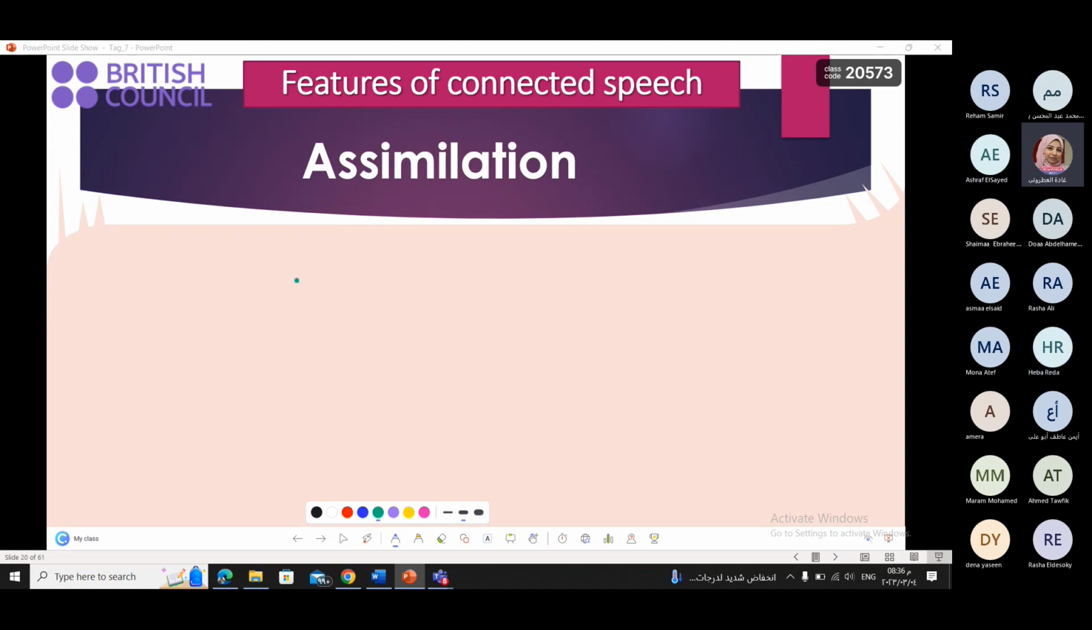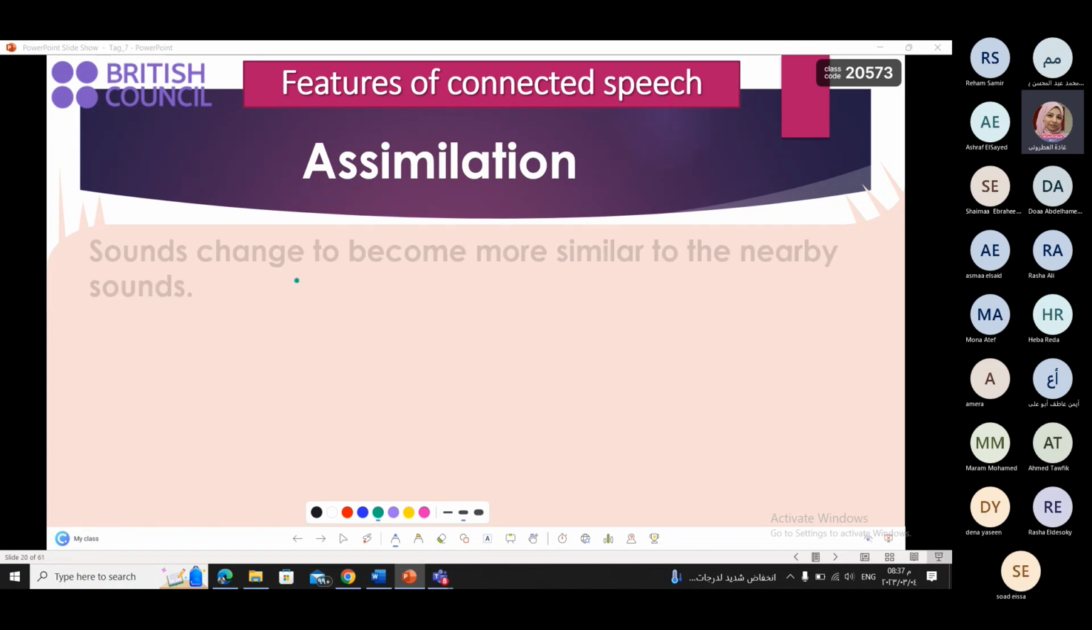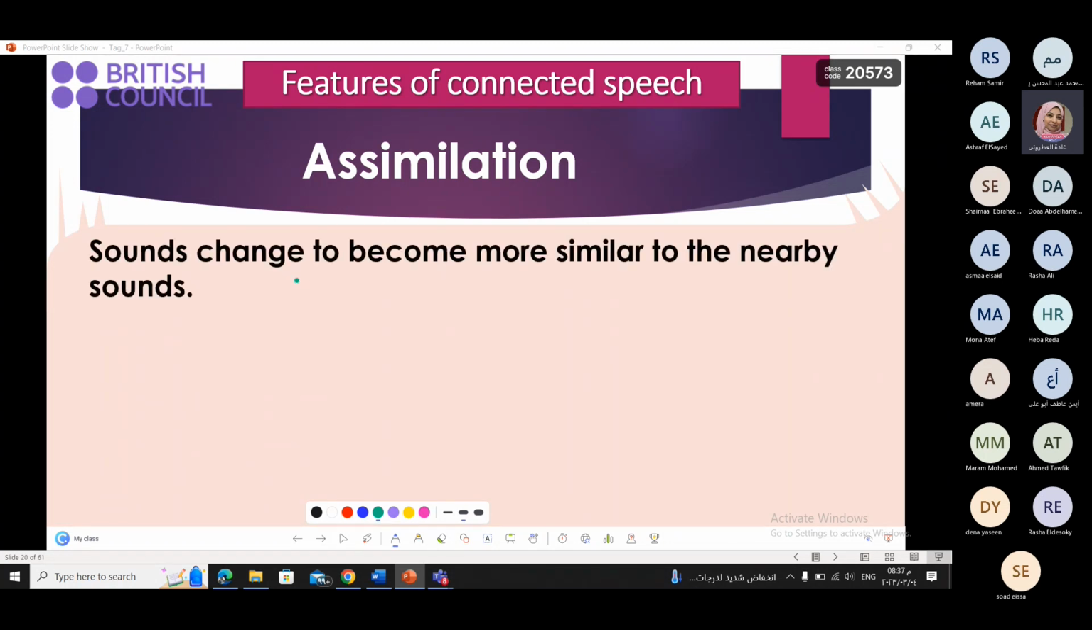الإقلاب in Arabic is when some sounds are changed to another sound because of the neighboring sounds. So let me give you a simple definition. Assimilation means when sounds change to become more similar to the nearby sounds. So remember, assimilation and similar. These sounds change to become the same or quite the same as the nearby sounds.